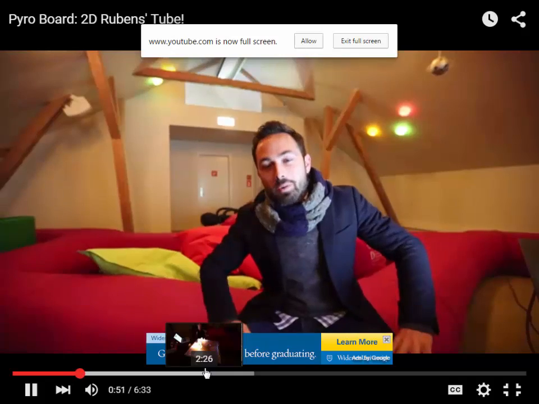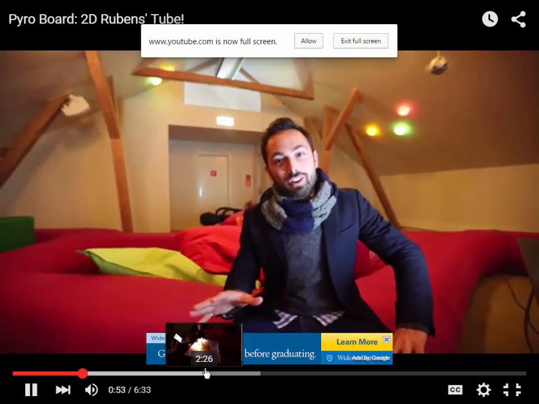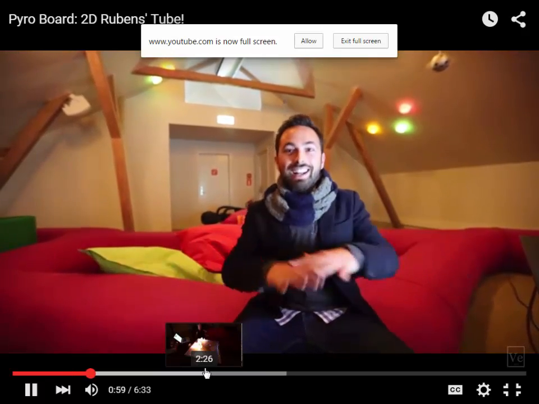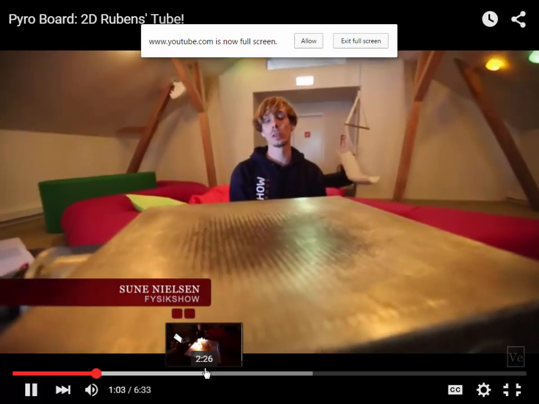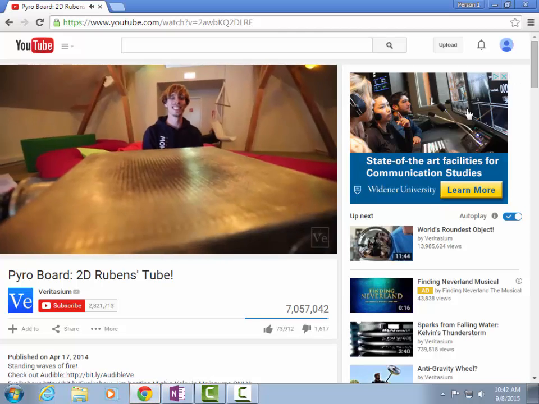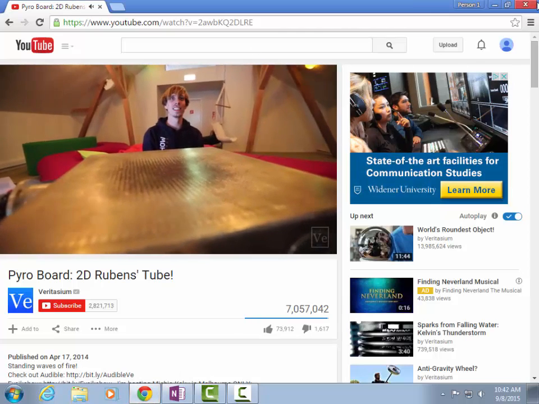I'm currently in Denmark with a team of physics and chemistry demonstrators who have taken this experiment to the next level. They've actually created a two-dimensional Rubens tube, a whole plane of Bunsen burners effectively. How many holes? 2,500. So we're going to see 2,500 little flames.